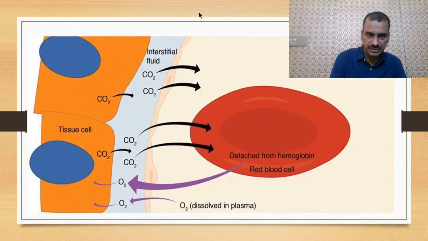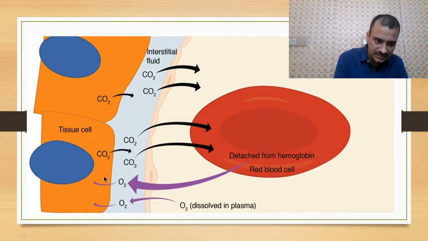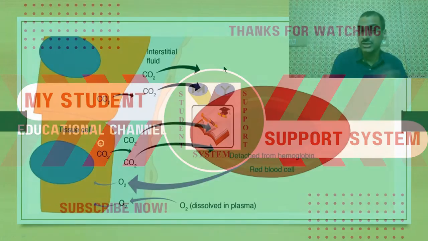Here you can understand by this picture. This is the wall of capillary. This is RBC and blood plasma. Then oxygen moves towards tissue or cell, and carbon dioxide moves towards the bloodstream and attaches with the RBC as well as in plasma in dissolved form.